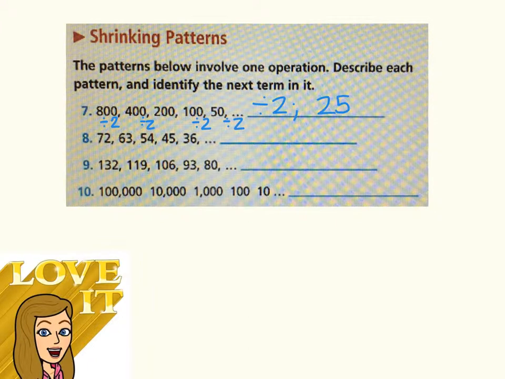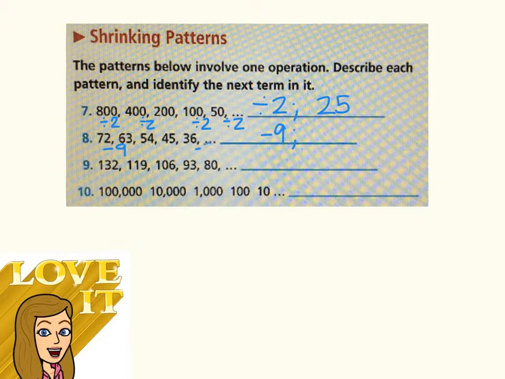This one has 72, 63, 54, 45, 36. Okay, so 72 to 63. Using subtraction, that'd be minus 9. 63 minus 9 would give me 54. Oh, I found it already. 54 minus 9 would give me 45. So minus 9 is the rule. And so it's shrinking by decreasing by 9.